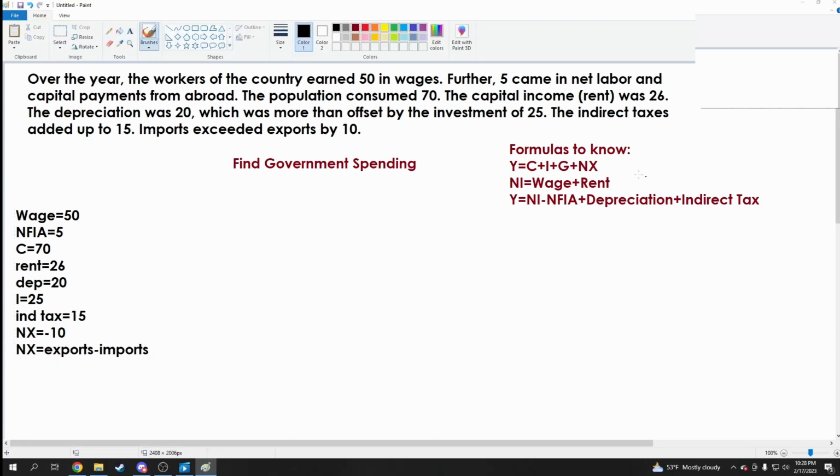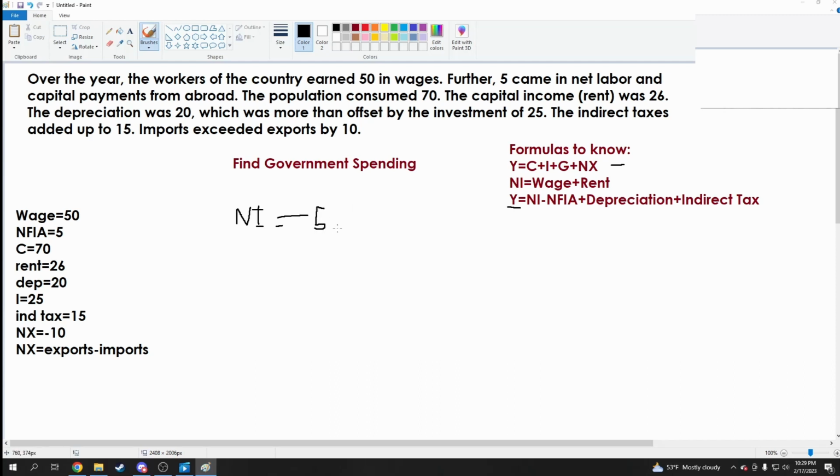And our goal is to work with this formula here to figure out what government spending was, but we don't have everything we need for that yet. We don't have Y, and we're going to find Y through this formula here. And we are given NI. Well, we're not given NI, but we're given wage plus rent, which gives us NI. So just write that out. NI equals wage plus rent.